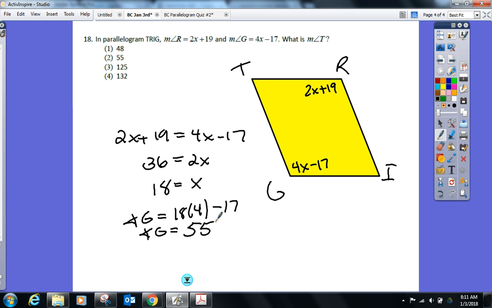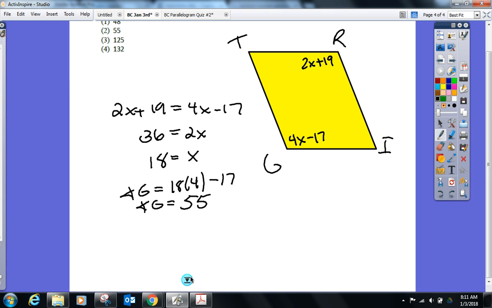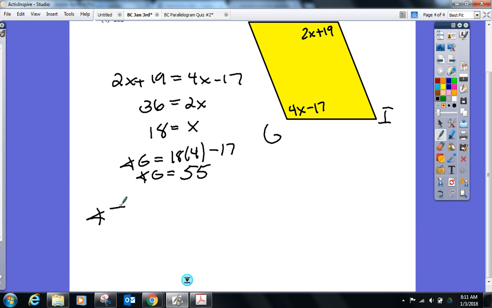Look, 55 is the choice, but that's angle G and angle R. We're looking for angle T. So what do I need to do to find angle T now? Do I have to do all that? This kid's saying multiply by 2, subtract from 360. I don't want to do all that work. Maya, what do you know about consecutive angles? Supplementary, right? So I can just say 180 minus 55, and I'll end up with 125.